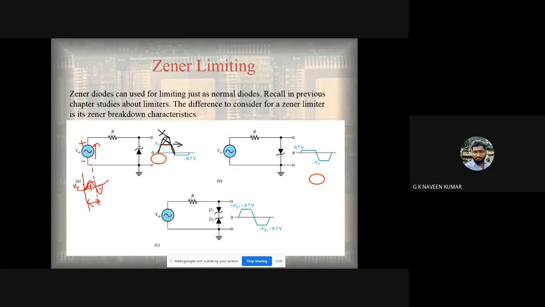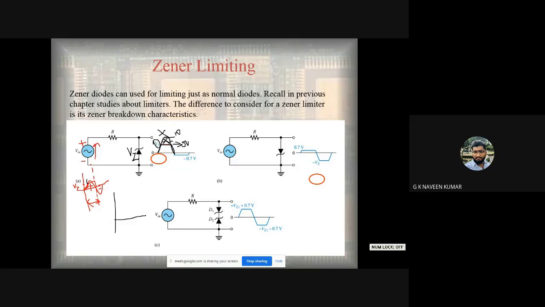Why removed? Because once breakdown occurs, the Zener diode acts as a constant voltage source Vz, and the output will be Vz irrespective of the magnitude of input. Even though the input voltage is increasing, this will remain Vz. Let us assume Vz is 5 volts. Once your input voltage is more than 5 volts, 6 volts, 7 volts, 8 volts, let us assume the peak is 10 volts. From 5 to 10, this value is 6 volts, this is also 6 volts.